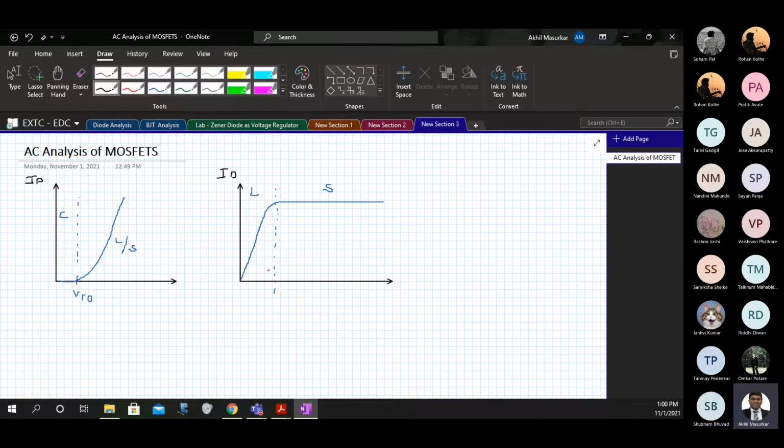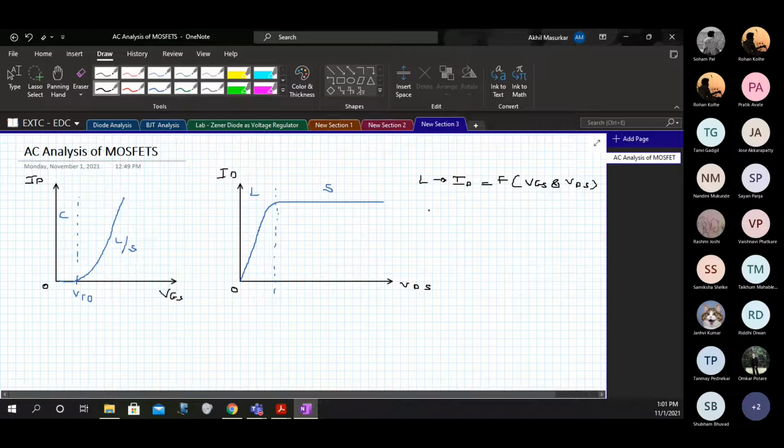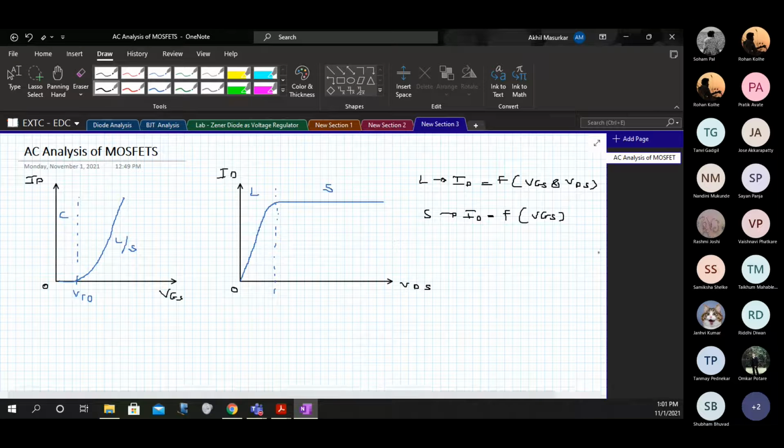We saw that in saturation ID is a function of only VGS, and here we have VDS. So just remember, in linear ID is a function of both VGS and VDS, and in saturation ID is a function of only VGS, and that is very much visible from the linear and saturation current equations.